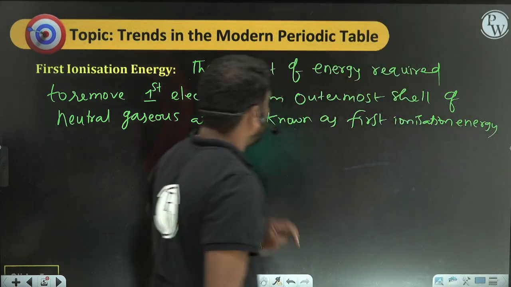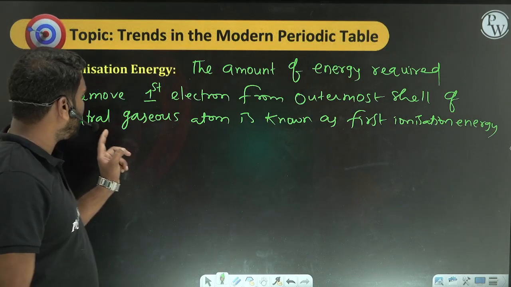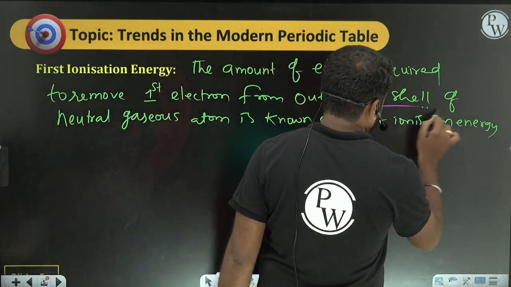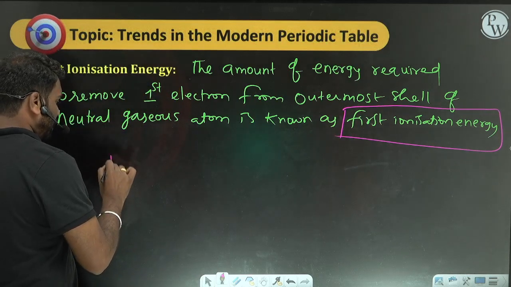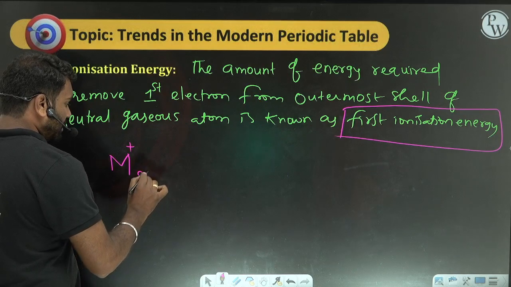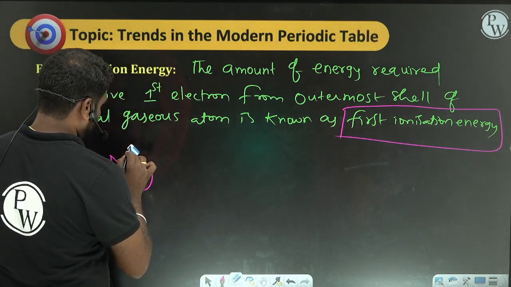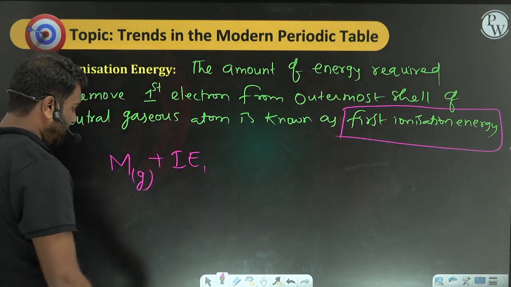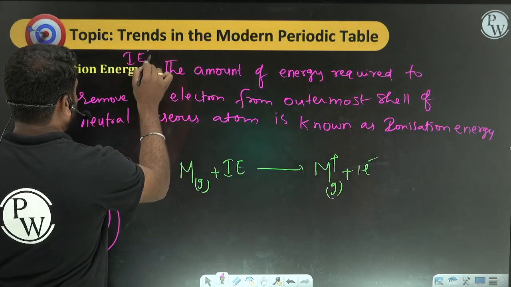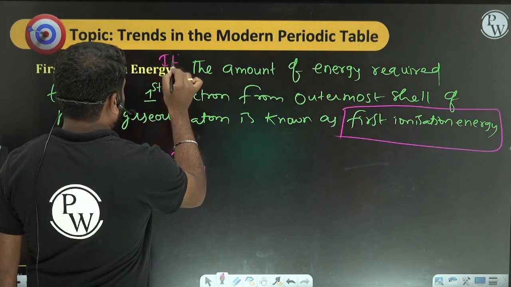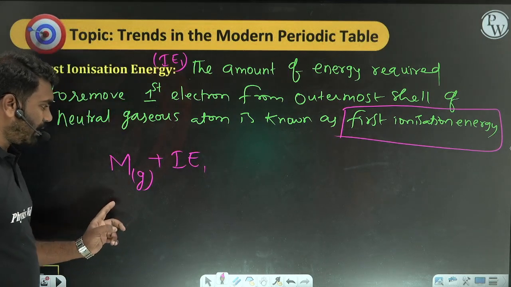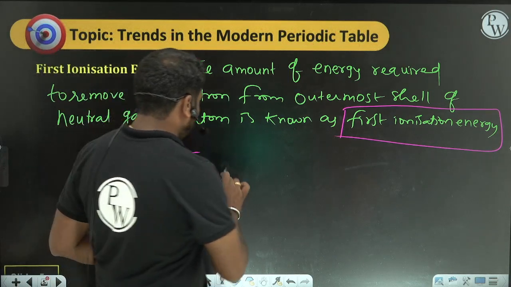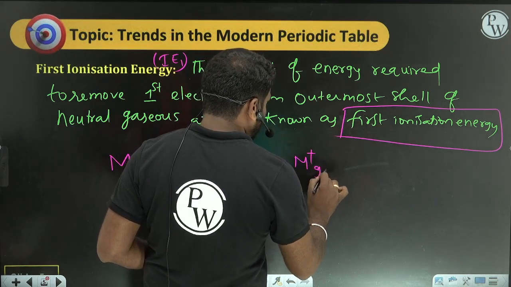So simple definition, na? Okay, enti beta ikkada, the amount of energy required to remove the first electron from the outermost shell of a neutral gaseous atom is known as what beta? First ionization energy. This is first ionization energy, remember. So here we can write the equation in this way. So this is a neutral gaseous atom. So here the first ionization energy can be written as IE1. Okay, the amount of energy required to remove the first electron from a neutral gaseous atom is known as first ionization energy. So here what has happened beta, it will form a unipositive ion and one electron is lost.